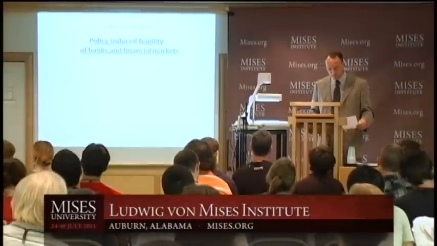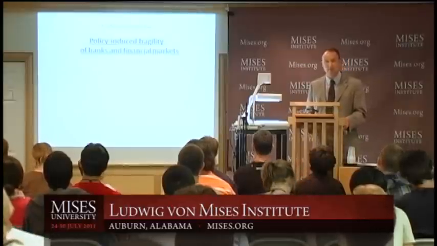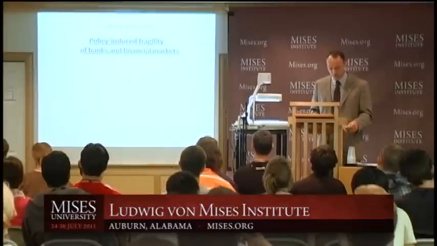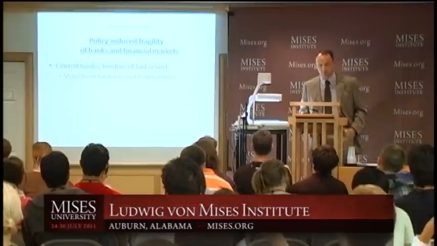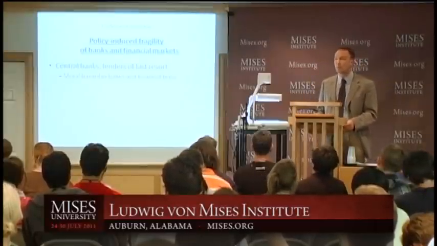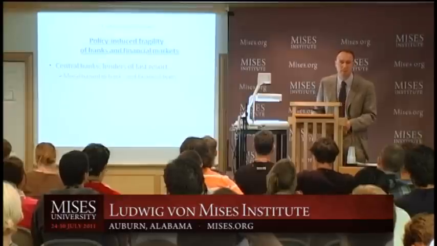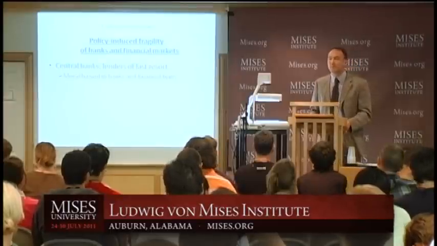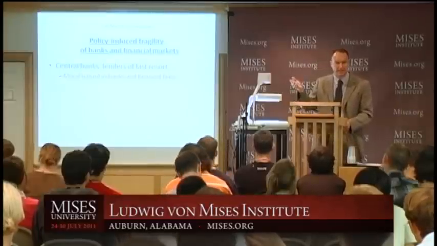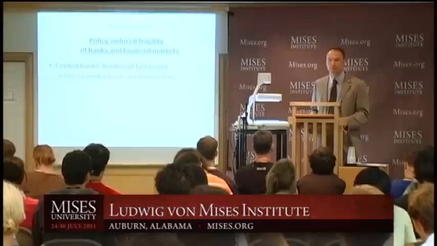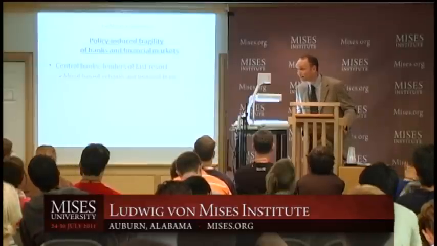But fiat money is also destructive on other grounds because it entails a greater fragility of financial markets and banks. Right? Central banks are lenders of last resort and thereby create moral hazard in commercial banks and financial firms. Right? The central banks assist them in two ways. One is by lending directly, but the other way is by stabilizing the market. The central bank, so to say, puts a lower floor on the value of all the assets held by commercial banks and by investment firms. And therefore, investing on the financial market is much less risky than otherwise.